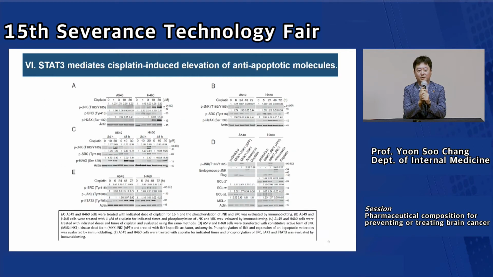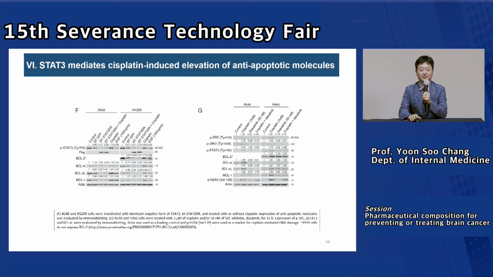Now, let me tell you the details about the mechanism of such increase. When we use cisplatin, SRC, JNK, and STAT3 get activated. An activation of JNK slightly inhibits anti-apoptotic molecule from being expressed. When we attempted to inhibit STAT3, the increase in anti-apoptotic molecule induced by the effect of cisplatin was rather inhibited, meaning that STAT3 works for the cisplatin-induced anti-apoptotic molecule.